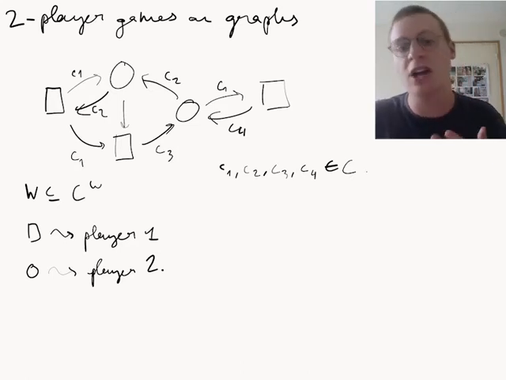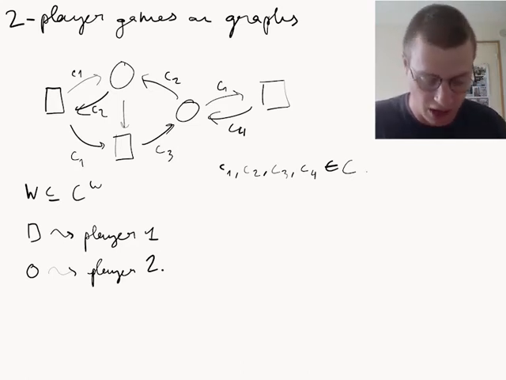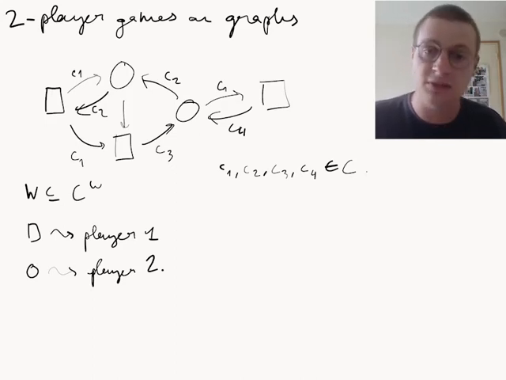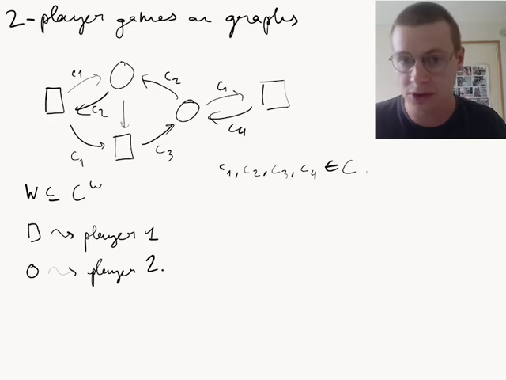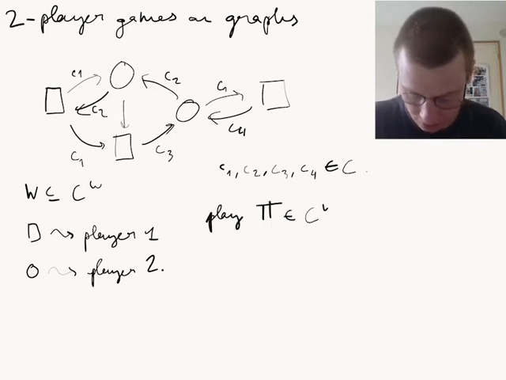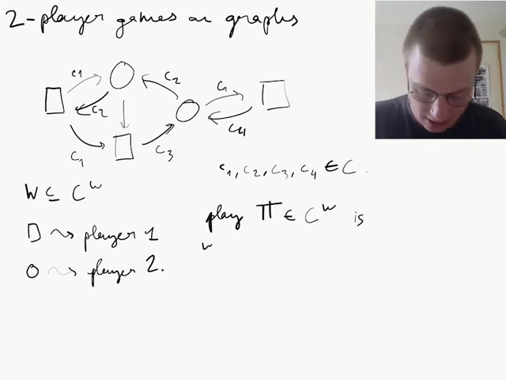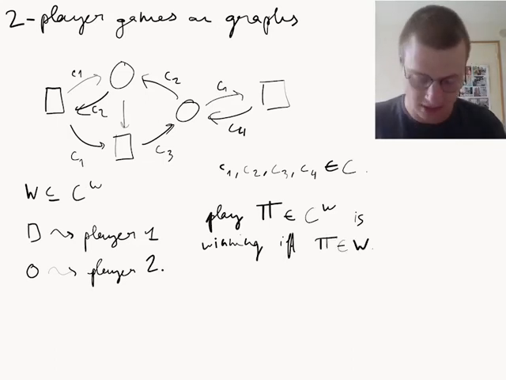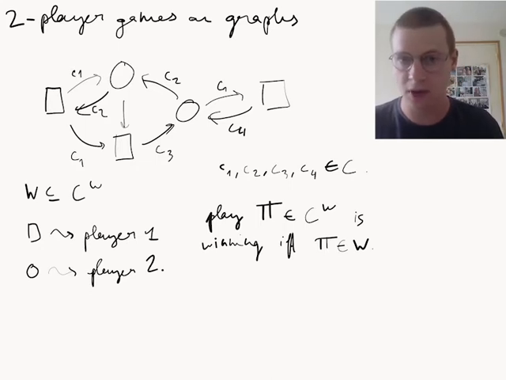This interaction produces an infinite path on the graph, and this infinite path sees some colors, C1, C2, and so on. So this infinite path produces an infinite word of colors. Let's call this pi. That's called a play. A play pi is an infinite word of colors, and we say that the play is winning for player 1 if and only if pi belongs to our fixed winning condition W. So this is how we define a game.